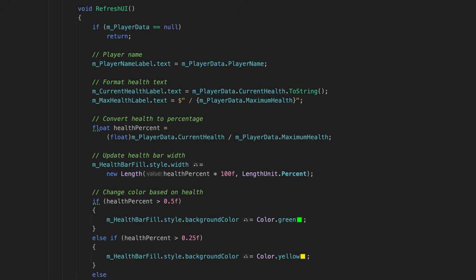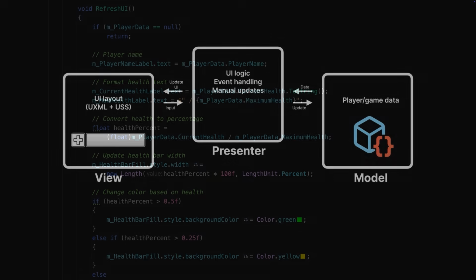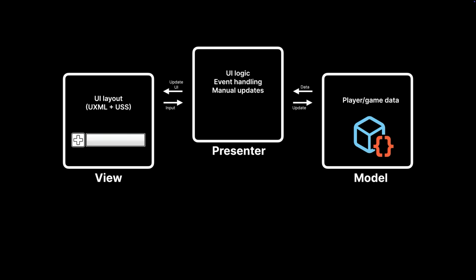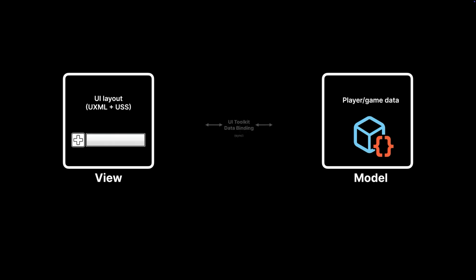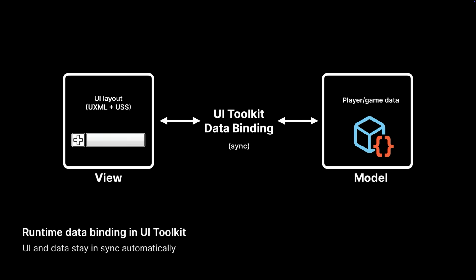up to date. Runtime data binding solves this by keeping the UI connected to the data automatically. Instead of manually pushing through updates, you define the connection once, and then you let the system handle the rest. Here we replace the presenter with runtime data binding. The model remains the same, it's still the source of your data. The view is still your UI, but now the connection between them is handled by the binding system.